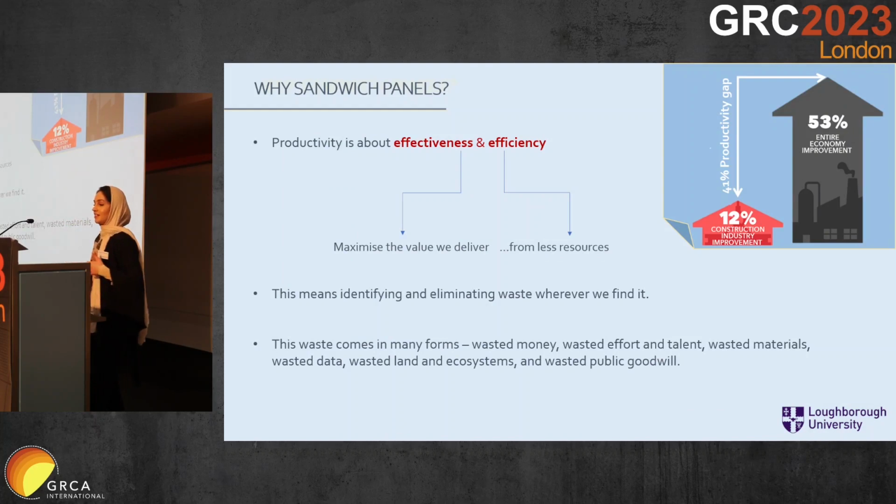This means that in order to push productivity in the construction industry, we first need to be effective and efficient in the way that we are looking at construction. So we need to maximize the amount we deliver from the least amount of resources. And in order to do this, we need to identify waste and eliminate that. When we talk about waste, we talk about not only the wasted materials, but we're also talking about wasted money, wasted data, wasted public goodwill. All of that waste adds up to reduce the productivity of construction.